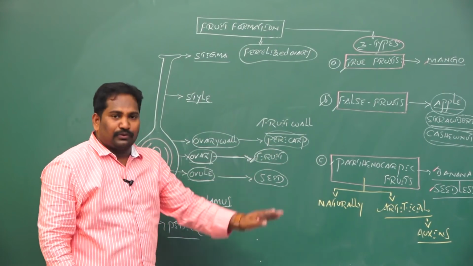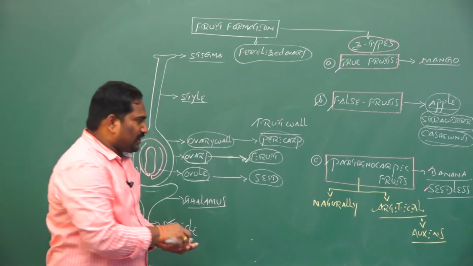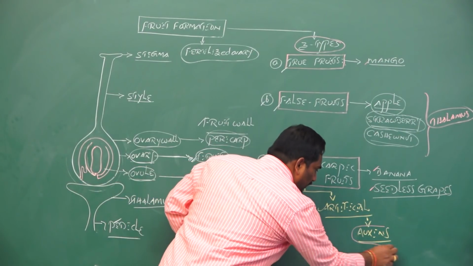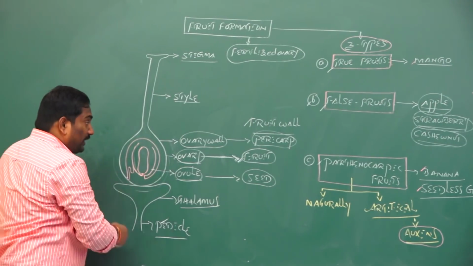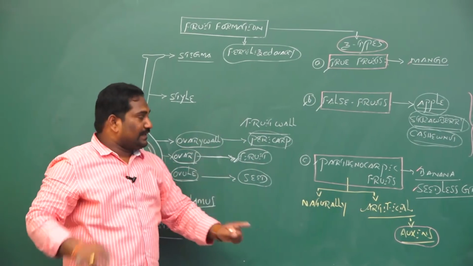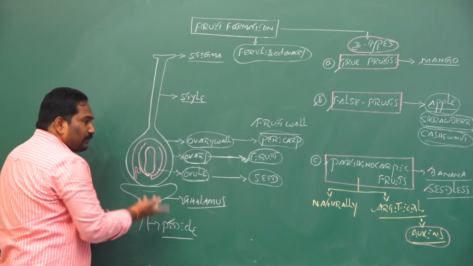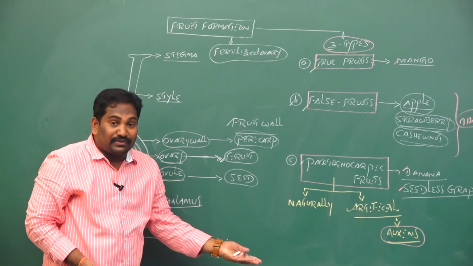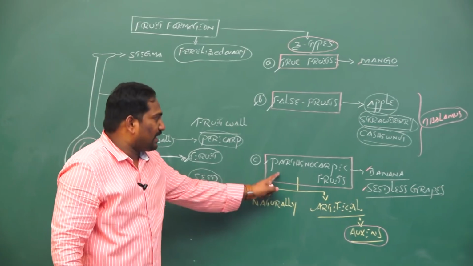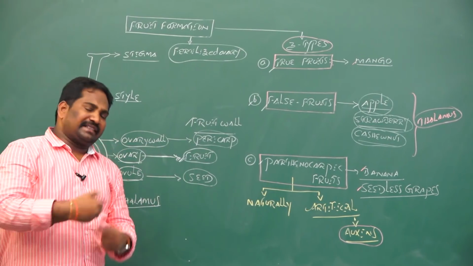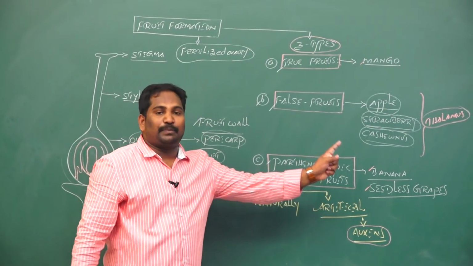The parthenocarpic fruits are produced either naturally or maybe artificially. Artificially, when we use a growth regulator or growth hormone, auxins, if you spray the auxins, the ovary without fertilization develops into fruit. Such kind of fruits are called as parthenocarpic fruits. When the ovary is not fertilized, then the ovule is also not fertilized, so those fruits are seedless fruits. Seedless fruits produced without fertilization are called as parthenocarpic fruits. Our simplest definition: without fertilization, ovary can develop into fruit is called as parthenocarpic fruits.